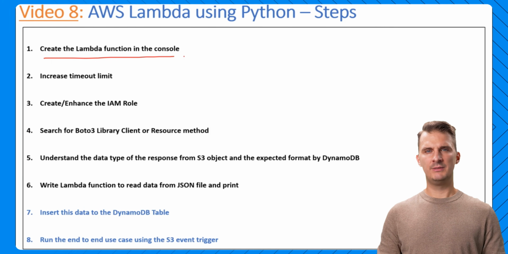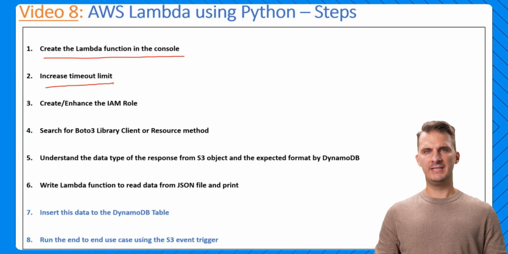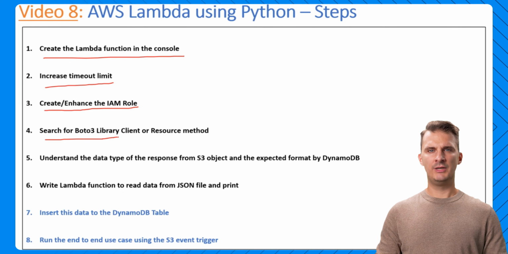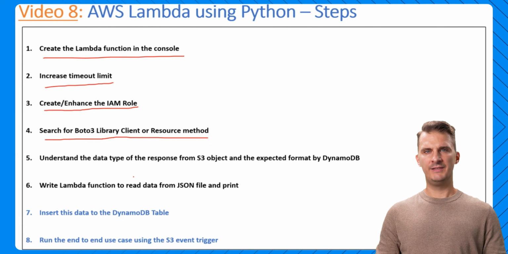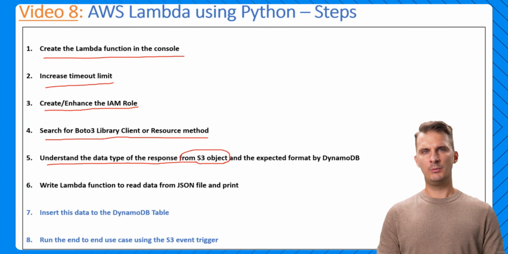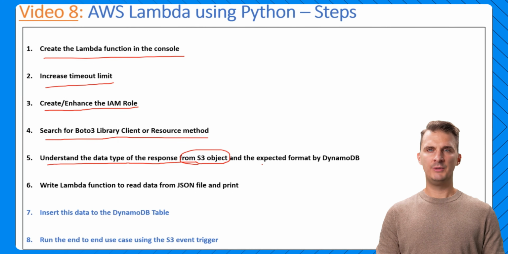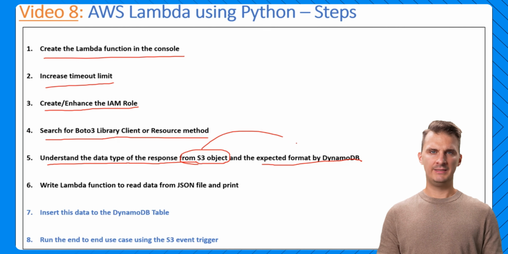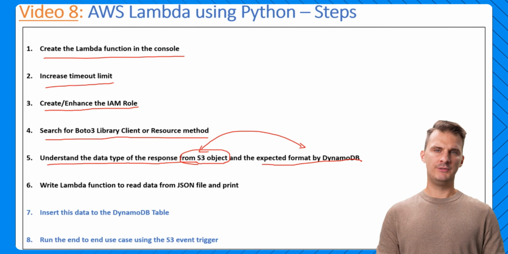We'll create a Lambda function in the console, increase the timeout limit like we did in some of the previous videos, and update the IAM role. Then we're going to search for the Boto3 library for either the client or resource method. The new step in this one is to understand the data type that the response gives once our Lambda function reads the S3 object, and then understand what data format this DynamoDB table expects once we insert the data. If there is any difference in the data format, then we have to do that conversion.